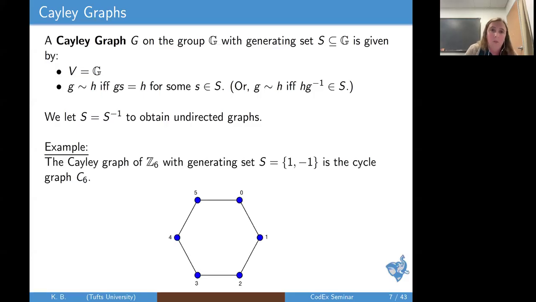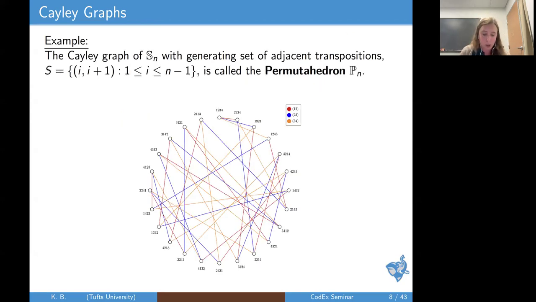So for example, a more basic example is the Cayley graph of Z6 with the generating set of 1 and -1, and that just gives you the cycle graph C6. And then the graph that we just saw is called the permutahedron. And we saw the specific example on n equals 4. So it's the Cayley graph of the symmetric group with generating set of adjacent transpositions.